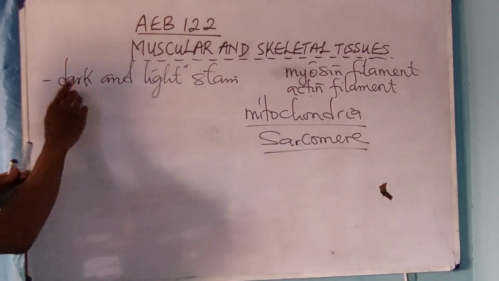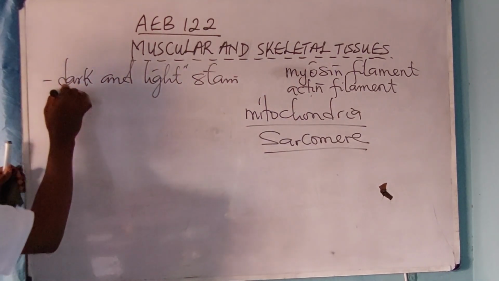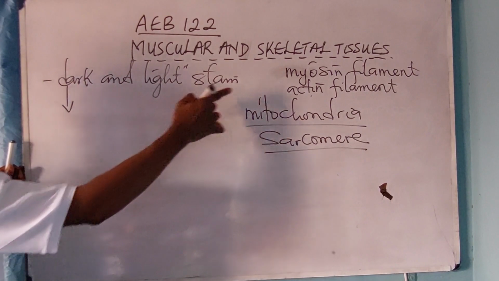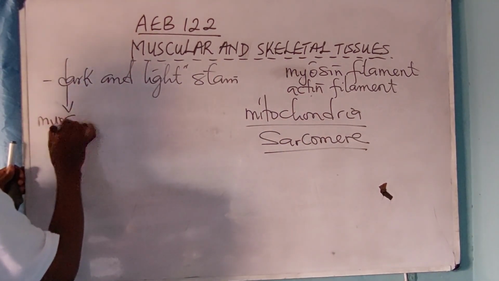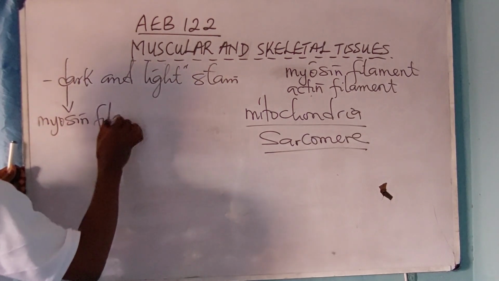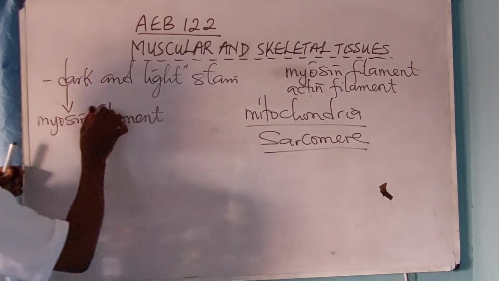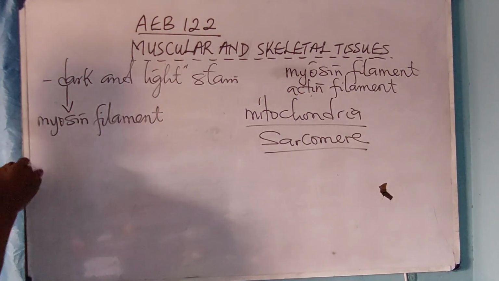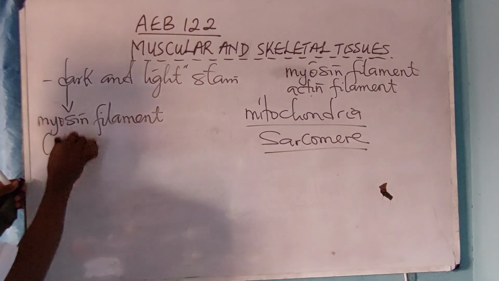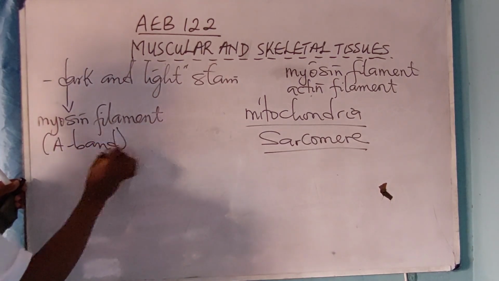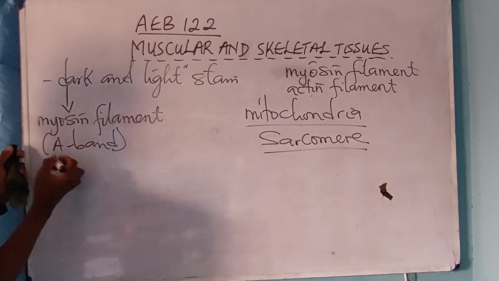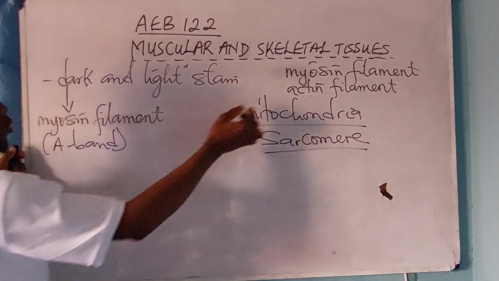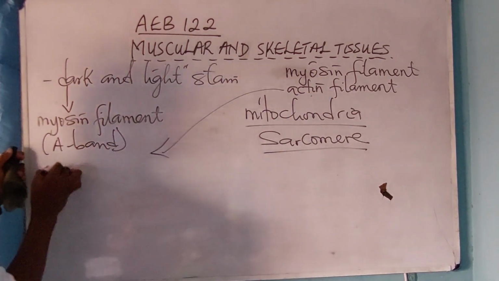Now the dark stain is called what? The dark stain is related to what? The myosin filaments. And this myosin filament is also called what? A band. Take note of that too. The dark stain is toward the myosin filament, and it is also called what? A band.